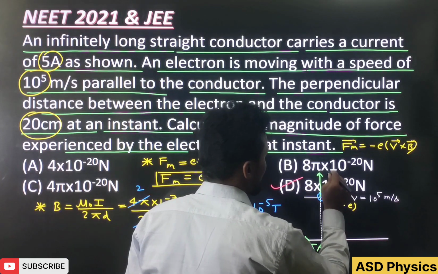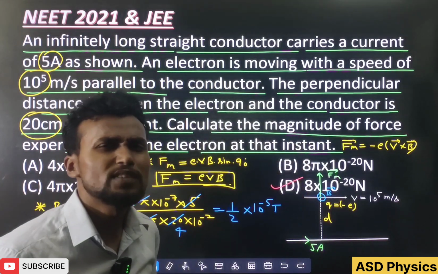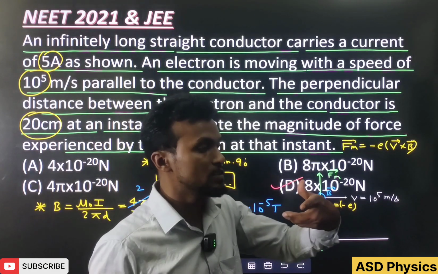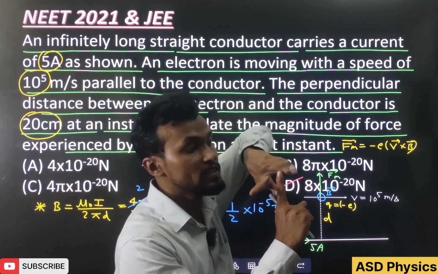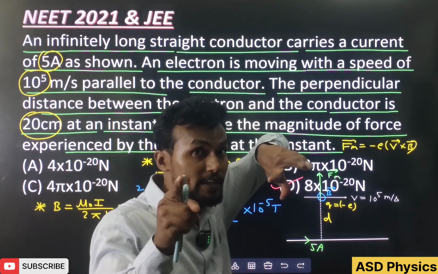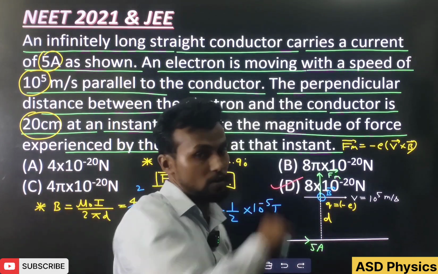Or you can use Fleming's left hand rule also. See here please. Now which side is the magnetic field? The magnetic field is outside. This is the velocity. For a positive charge particle, the thumb is going downward. But for the negative charge particle, the thumb will go upward. So kindly see here.